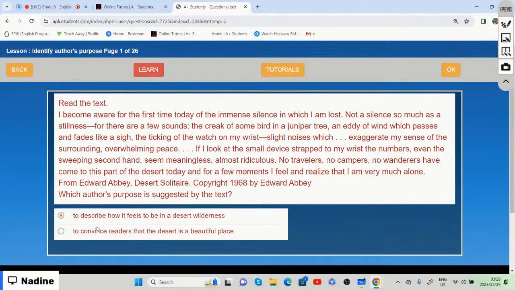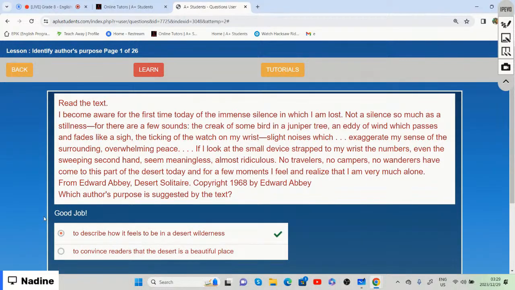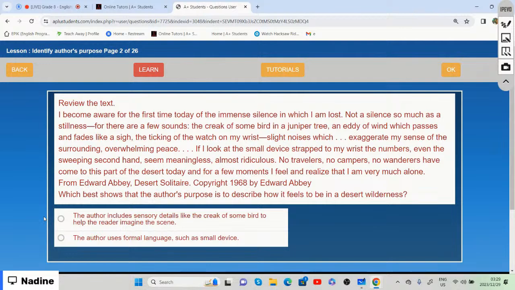You feel a stillness, not a stillness of it being quiet, but it is like peace, right? You hear the sound of the birds. So it's basically to describe how it feels to be in the desert wilderness.